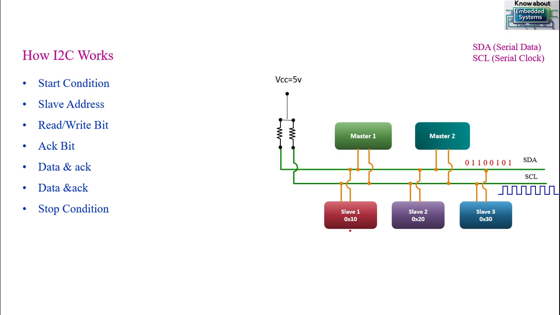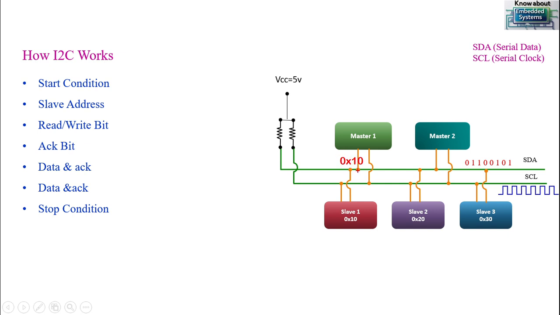So whenever your master wants to communicate, it should send the start condition followed by the slave address. If you want to communicate with slave 1, you should send the address 0x10, followed by the read/write bit. This bit indicates whether you want to transmit data or receive data. The master transmits the address followed by the read/write bit. Let us assume I have transmitted 0x10. This 0x10 will be received by all the slaves: slave 1, slave 2, and slave 3.